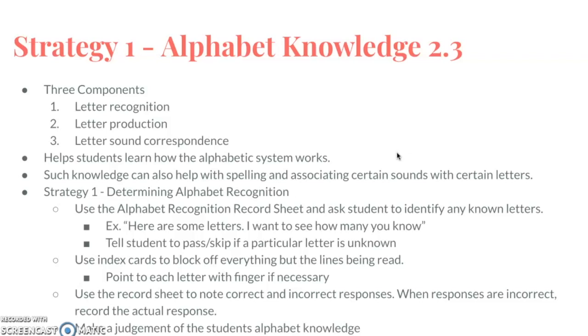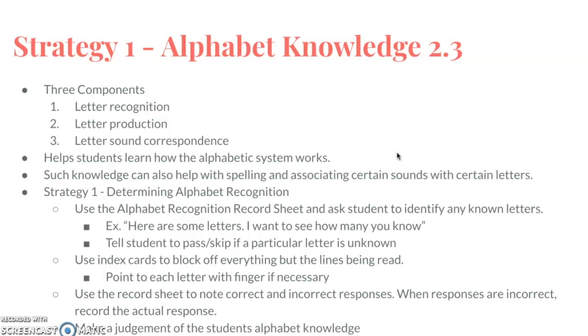The three components that make that up are letter recognition, letter production, and letter sound correspondence. This is going to help students learn how the alphabetic system works. Such knowledge can also help with spelling and associating certain letters with certain sounds. The strategy that we chose to talk about is determining alphabet recognition.